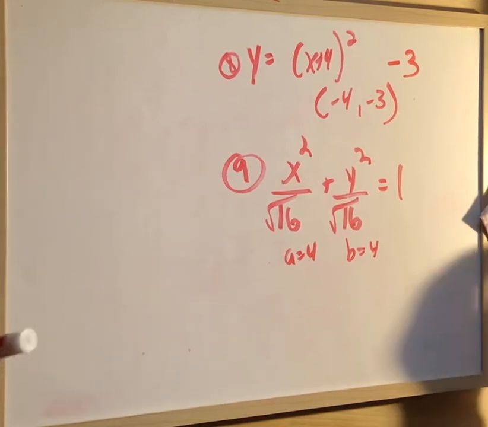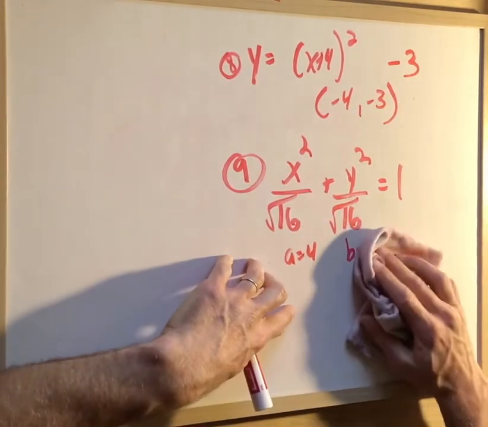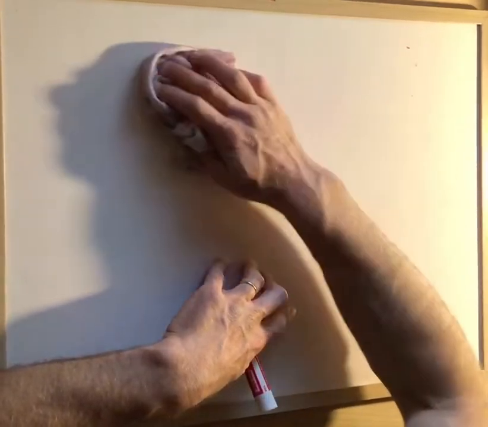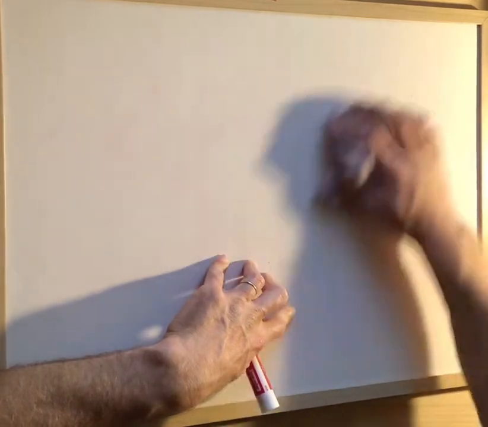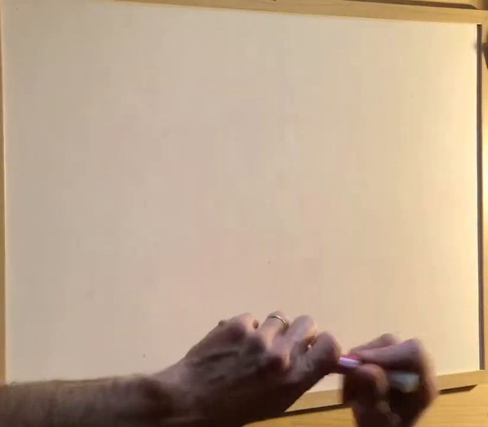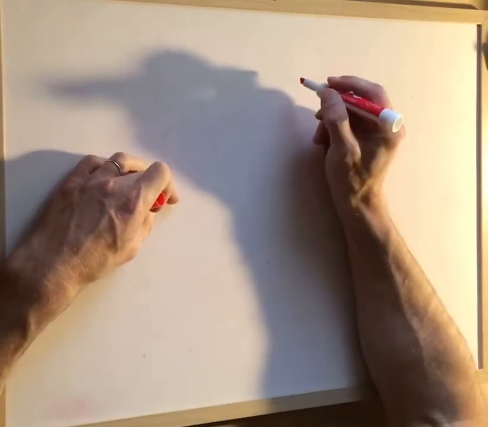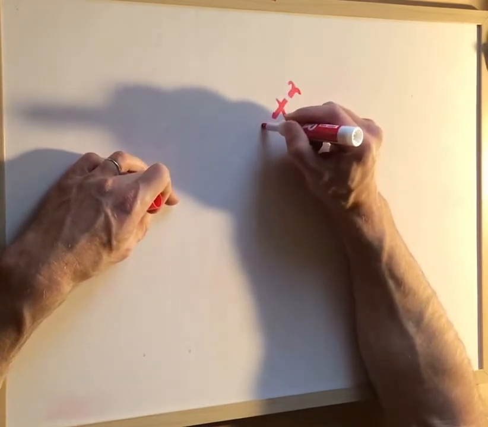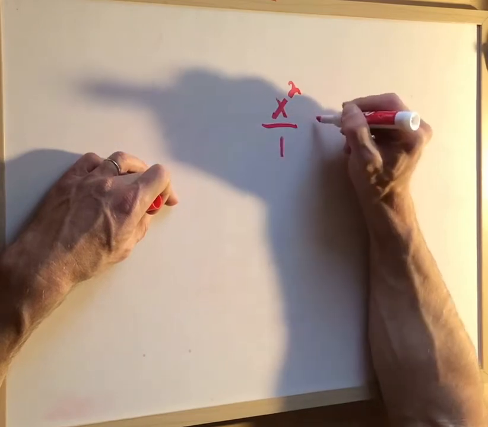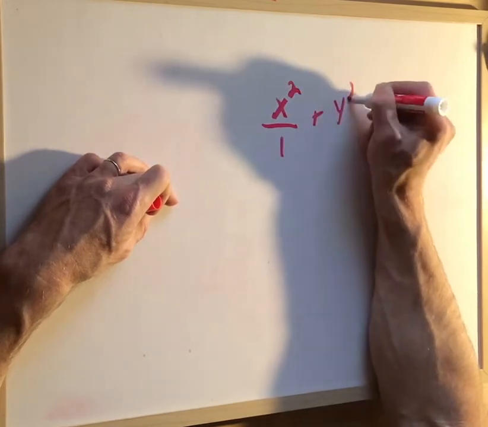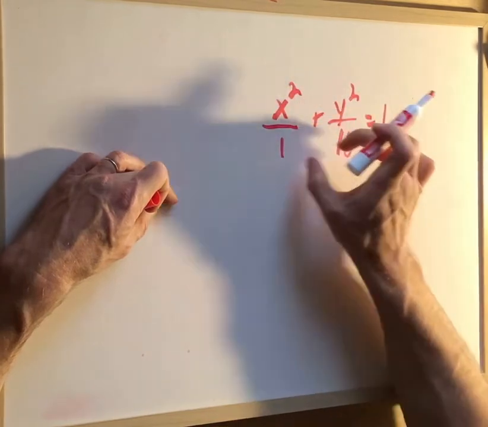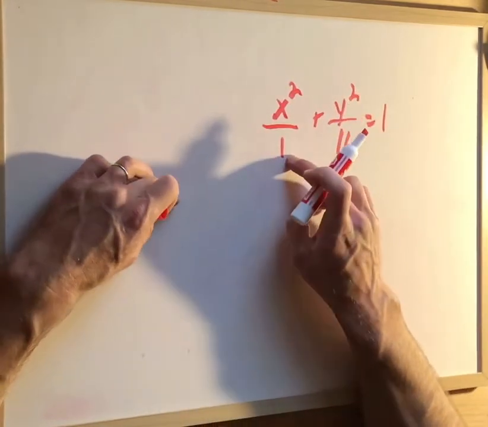Number 10, all right. For number 10, you should know it's going to be an ellipse because there's a plus sign. And if I divide everything by 16, I'm going to get x squared over 1 plus y squared over 16 equals 1. Because if I divide this by 16, 16 over 16 reduces to 1.